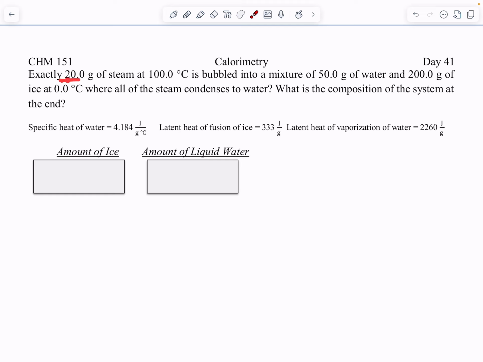You got 20 grams of steam at 100 is bubbled into a mixture of 50 grams of water, 20 grams of ice, where all the steam condenses to water. The question is, what is the composition of the system at the end? Not the steam, the system. And so there's going to be an amount of ice that we need to calculate and an amount of liquid water that we have to calculate.